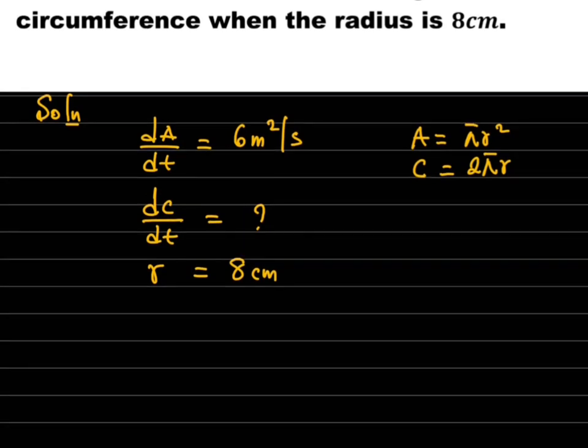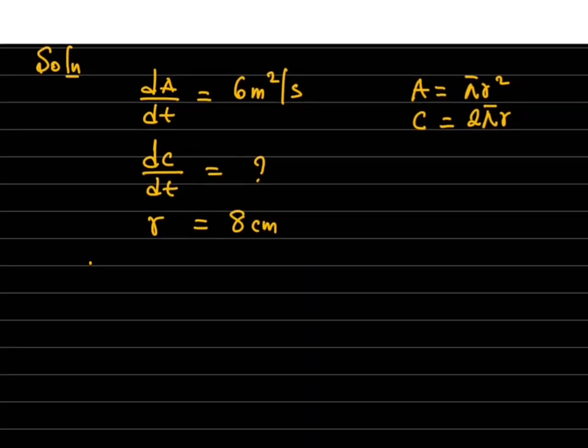Okay, now remember we are looking for dC by dt. So we are going to have a combination of multiplication of differentials so that we can, at the end of the day, have dC by dt. We are going to use what we're given. Remember, we are given dA by dt, so I can have my dA by dt. Now, what will I do to make sure I get dC by dt?